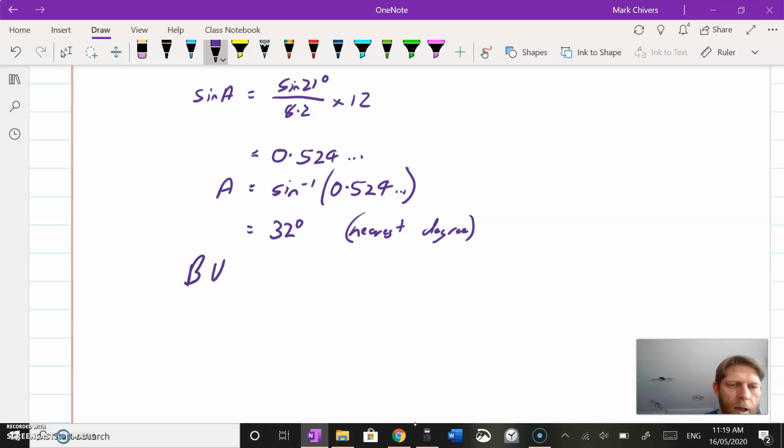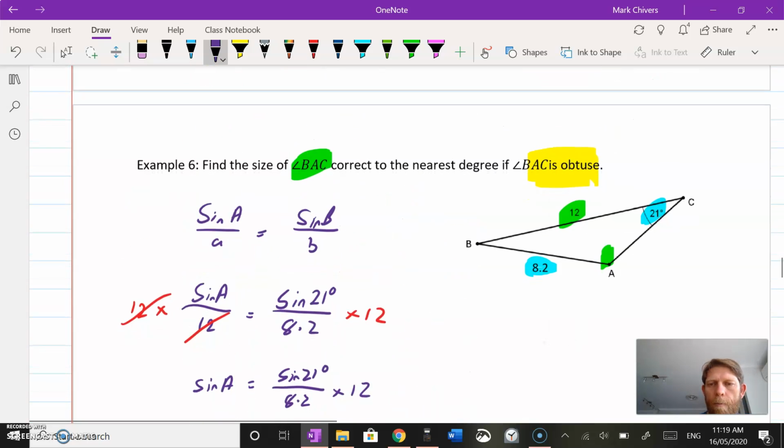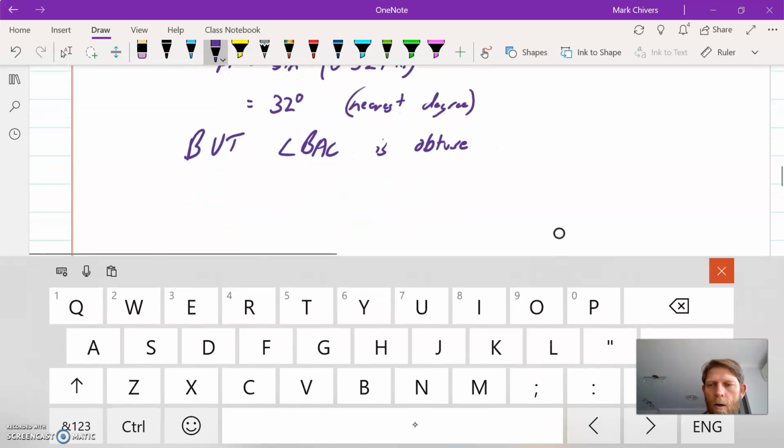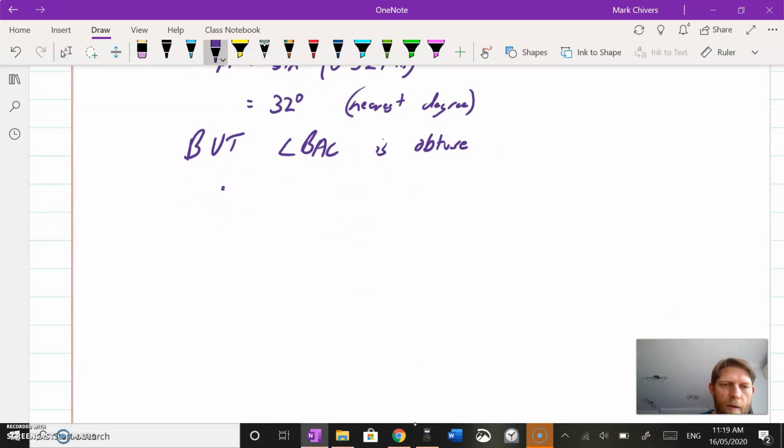And then we can say, but angle BAC is obtuse, because that says so in the question. We highlighted that up there in yellow. So we have, therefore, angle BAC equals 180 minus 32 degrees. So in this particular case, that's going to be 148 degrees. And that's how that is done.